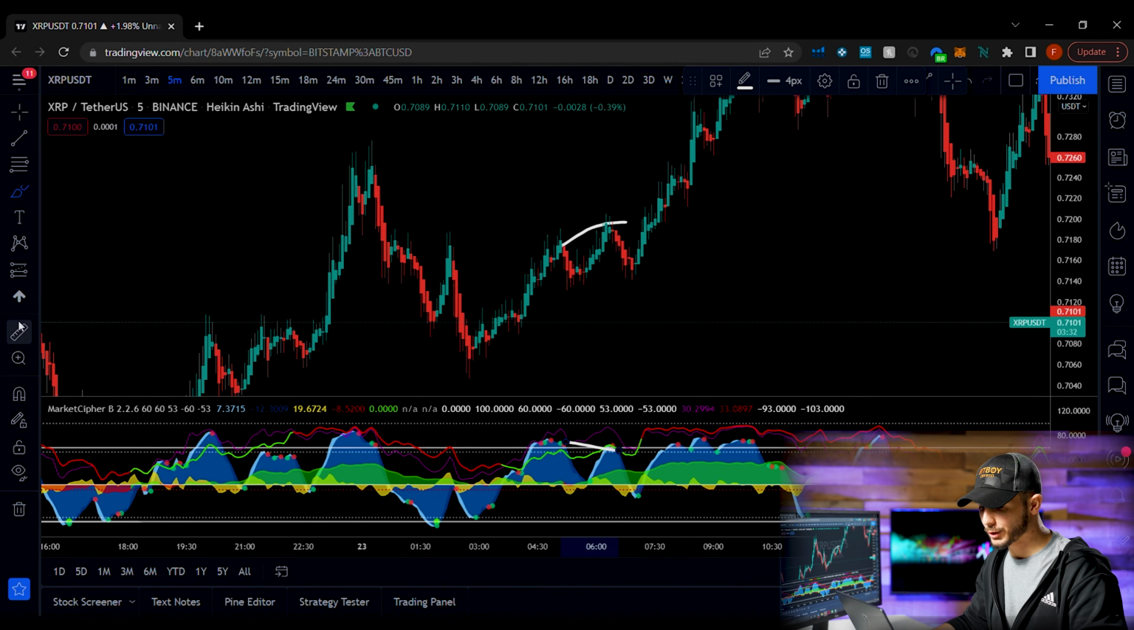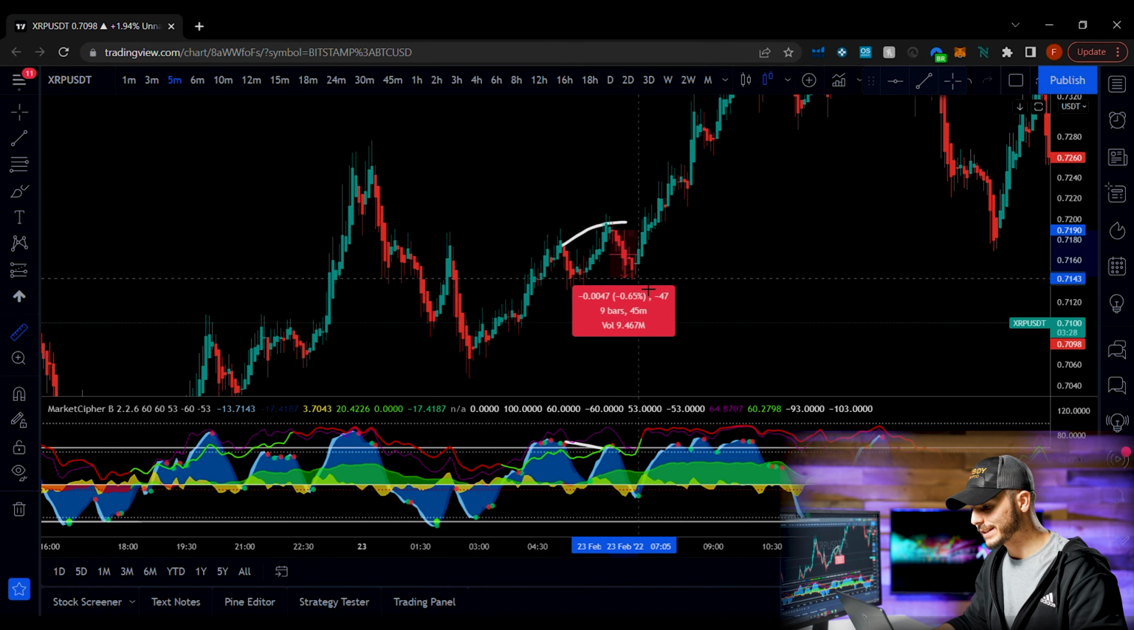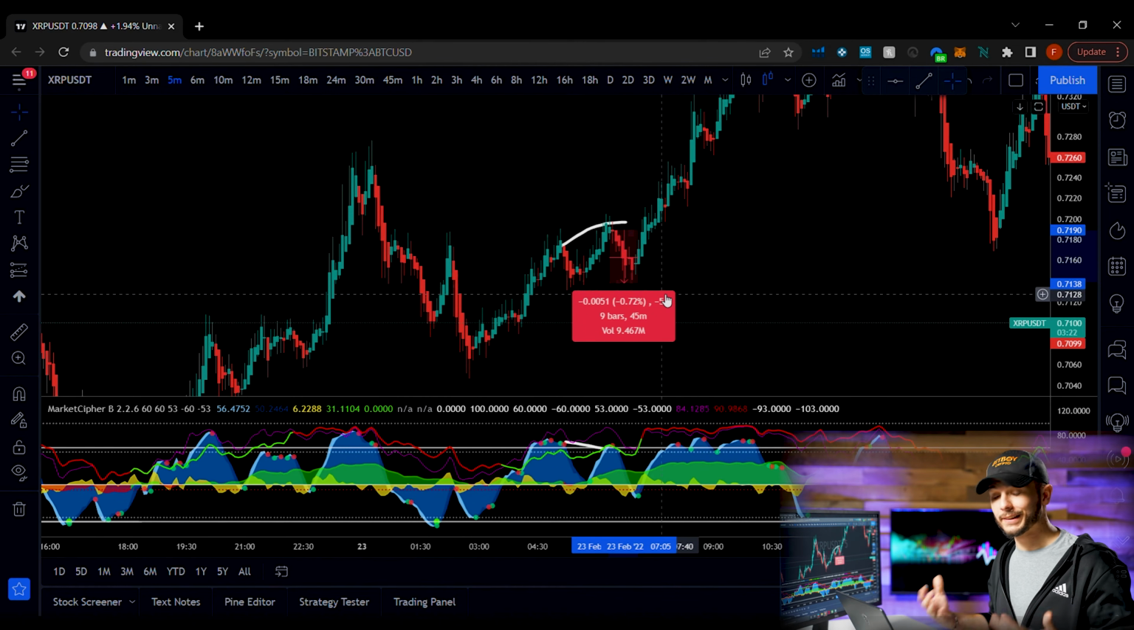Now we are on the 5 minute chart, so like I said, the move is gonna be much smaller, 0.6%, or about 0.7%. But hey, if you're using leverage, that could be a much bigger move, right? 10x leverage would give you 7% profit out of this move.